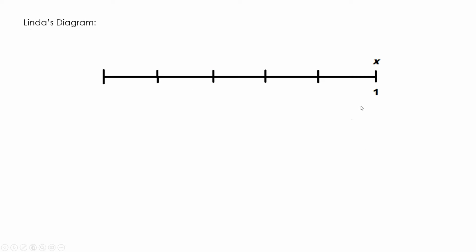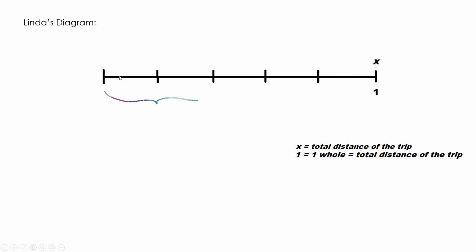So let's start with Linda's. Like we said, she divided it into 5 sections. X is equal to the total distance of the trip. Same with 1, right? So if we're talking about fifths down here, 1/5, 1/5, 1/5, 1/5, and 1/5 are all going to add up to 1. And then up here, we're going to talk about miles. So we said that there's 100 miles up here. Once we add all the miles up together, that's going to give us X. That's why miles are on the top and fractions are on the bottom with X and 1 respectively.